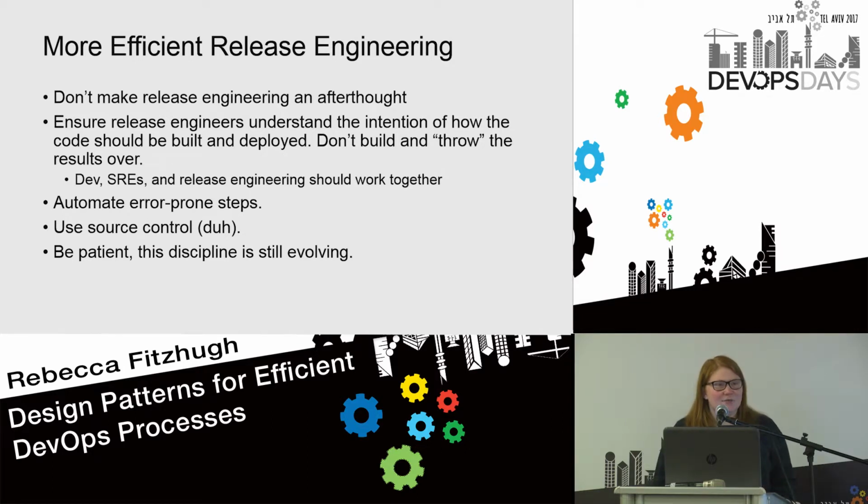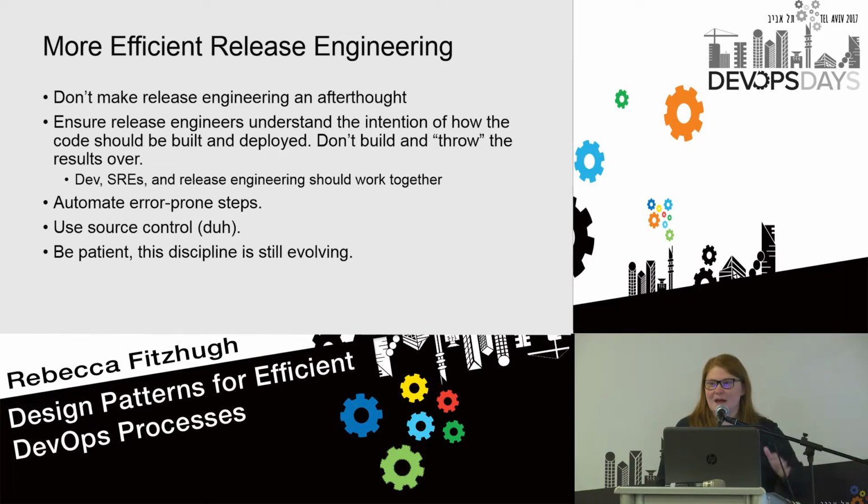So my first bit of advice for making this more efficient is honestly, be patient. It's evolving, it's changing. This is still relatively new in the scheme of things. But the most important thing I think here is don't make it an afterthought. If you think that having release engineering is a good idea, start adding that into your process now. Start adding that into the workflow for idea to end product. Secondly, the goal of DevOps in general is to have the devs, the release engineers, the SREs, everybody work together. What we should not be doing is creating code and then throwing it to the release engineer and going, here you go. But that's what happens a lot of the time.